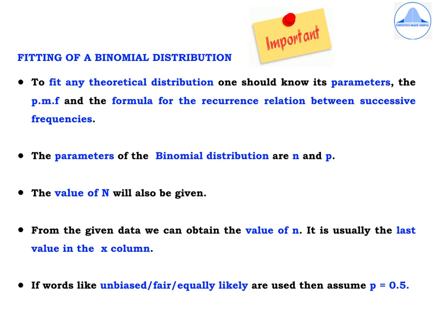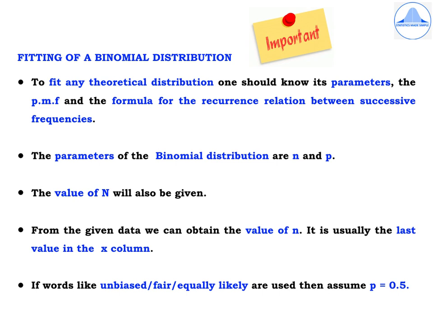Now let's move on to the second point. So it's going to be repetitive now. That is, the parameters of the binomial distribution are n and p. Now in certain problems you know that capital N will also be given. And what I'm going to explain next is again a very important point.